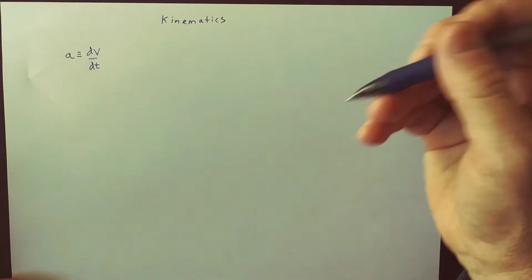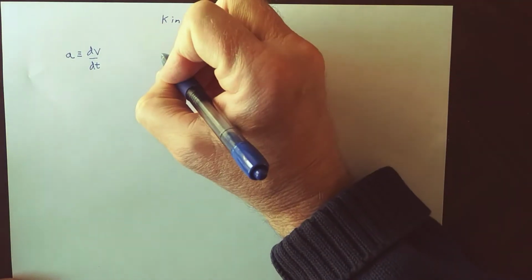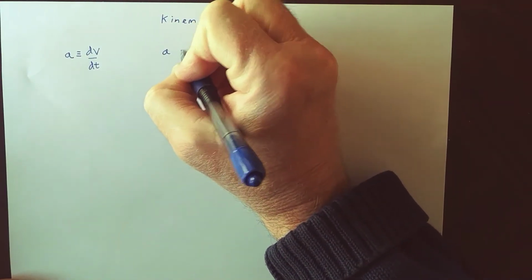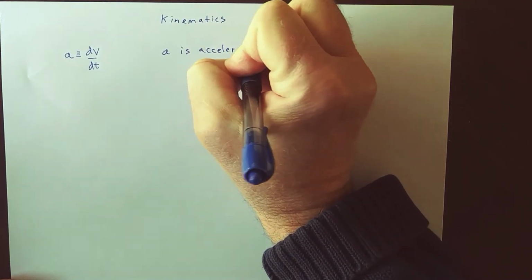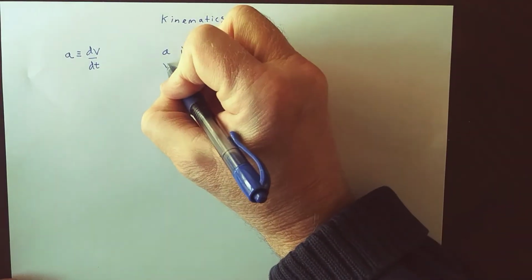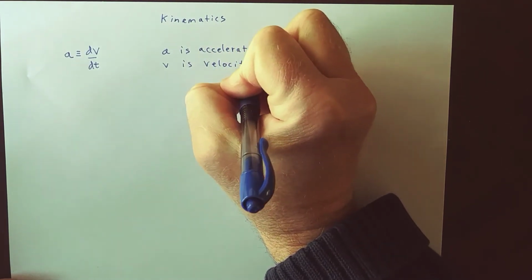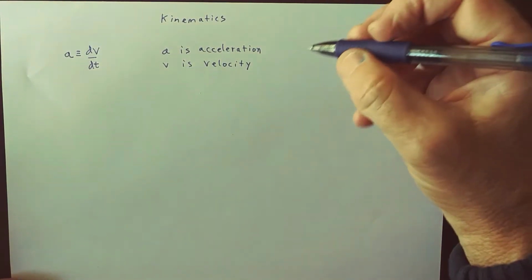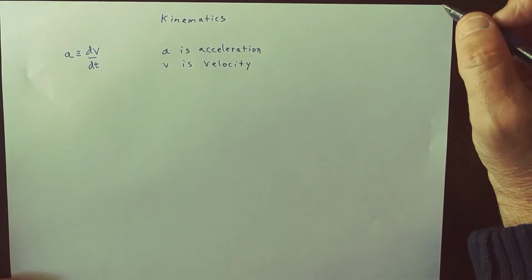Okay, let's start with kinematics, and we'll define acceleration A. So A is acceleration, and we're not dealing with vectors at this point because we're just moving in one dimension. And V is the velocity or speed, doesn't really make a difference at this point. And they're related by definition in that way through a time derivative.